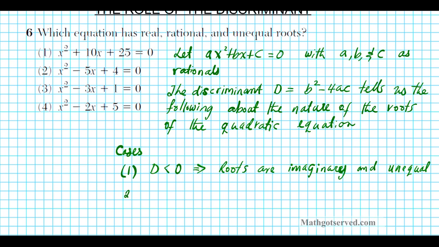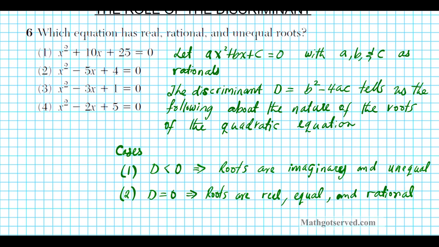Case number 2, what if the discriminant is equal to 0? If the discriminant is equal to 0, then what you're going to have is roots that are real, equal. This is known as the double root, okay? Real, equal, and guess what? And rational. Okay, rational numbers can be expressed as a quotient of 2 numbers, okay? So if the discriminant is equal to 0, you have 2 real roots that are identical and rational.